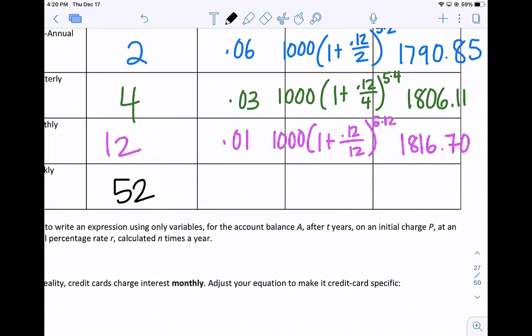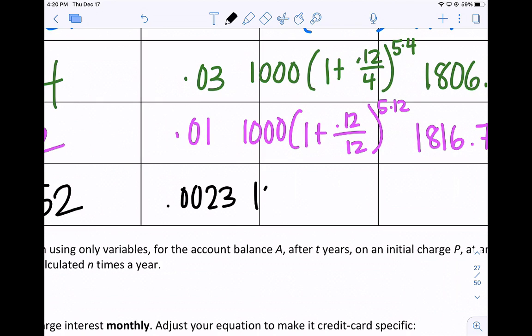And so our interest would be, I don't know what 0.12 divided by 52 is. What is that? So I'm going to calculate that. So that's a small number, it's like 0.0023. Every week, that's the amount that they're going to calculate the interest off. Here's the expression that we would type in our calculator: 1,000 times (1 plus 0.12 divided by 52).